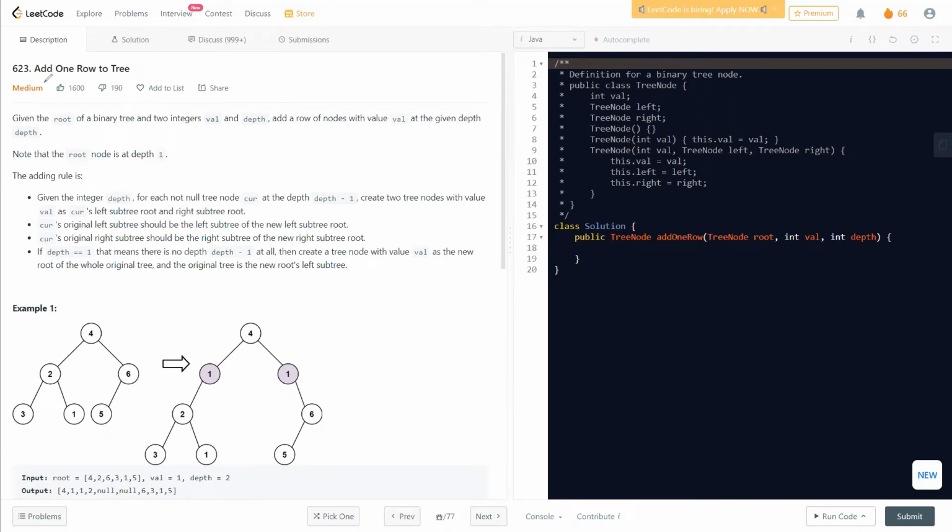In this video, we'll discuss another LeetCode problem, which is add one row to tree. This is a medium level problem and we'll understand how we can solve this question.